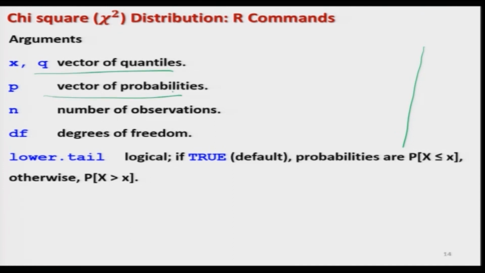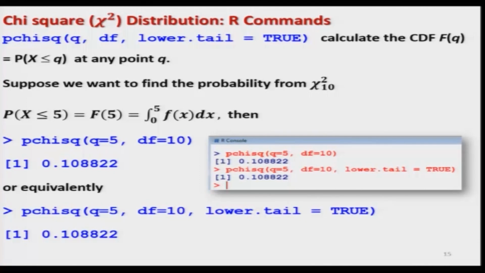And these are the simple commands that you know: x and q are the vector of quantiles, p is the vector of probability, n is the number of observations, df is the degrees of freedom, and lower.tail will give you the probability of X less than or equal to x if it is TRUE, and if FALSE, then the right tail. Now, let me try to take some example.